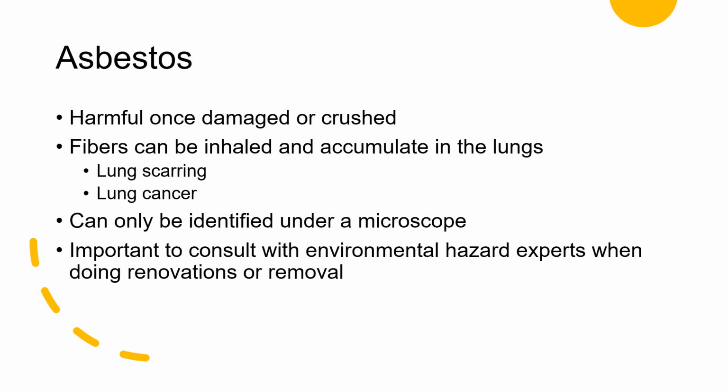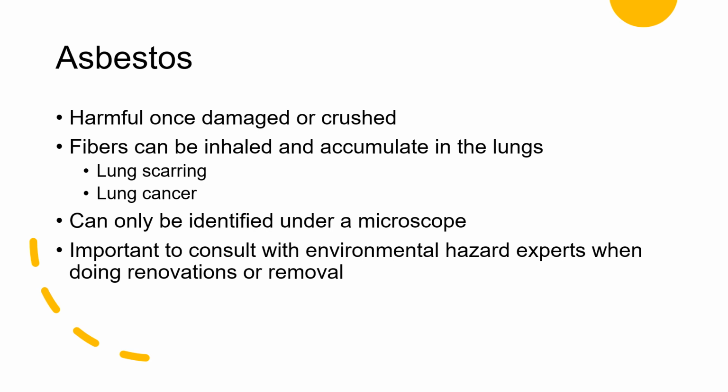So say you had that piece of siding and you decided that you wanted to renovate your house and get rid of the siding. Once you start tearing apart that siding, asbestos fibers are released into the air, and at that point they can be inhaled and then accumulate in the lungs, and this can cause lung scarring or lung cancer. So this is why it's incredibly important to be aware of the materials in your household prior to starting any sort of renovations or demolition, because you don't want to disturb the materials or structures that contain asbestos without proper mitigation.